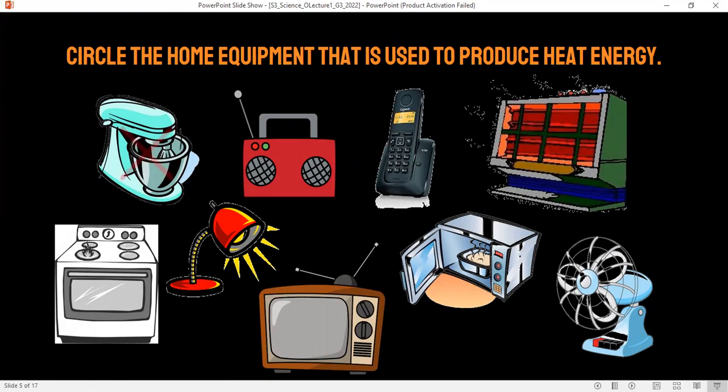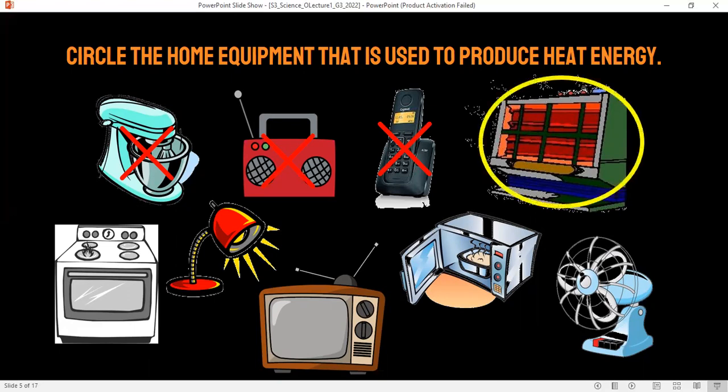Let's start with the mixer. Does it give us heat? Do you use it to keep you warm? No. The radio? No. The phone? For sure, no. We don't use it to keep us warm. It doesn't give us heat energy. What about the electric heater?